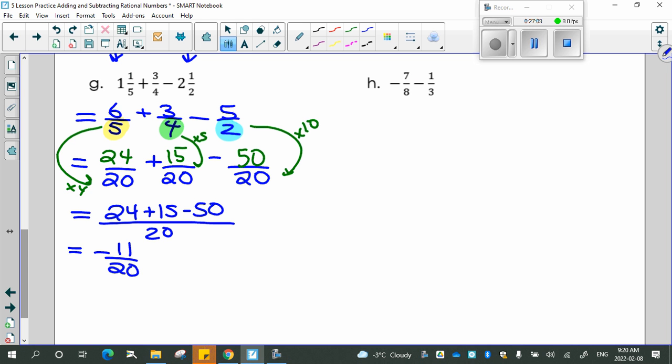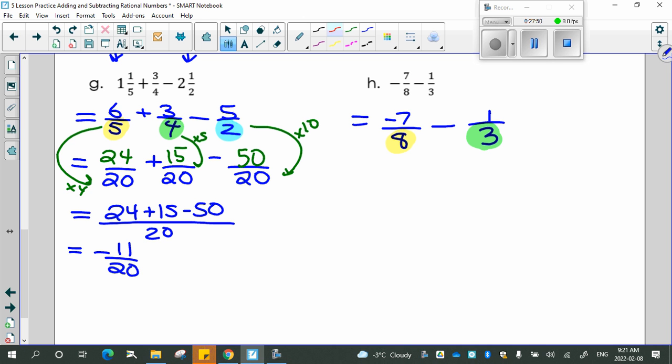Okay, our last question. For practice. Okay, so when I see the negative out front, but I'm working with the number, so I'm adding, subtracting, I'm going to rewrite it with the negatives in the numerator. And I'm subtracting a third. So I've got negative 7/8, subtract a third. So now I'm looking at the denominators. They're different. So I'm going to need a common denominator.